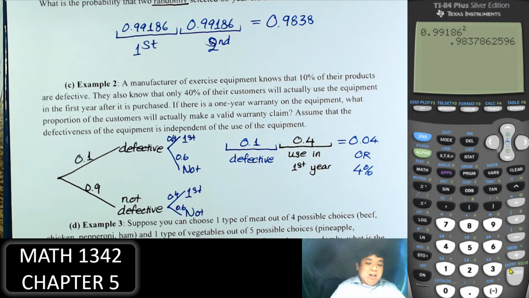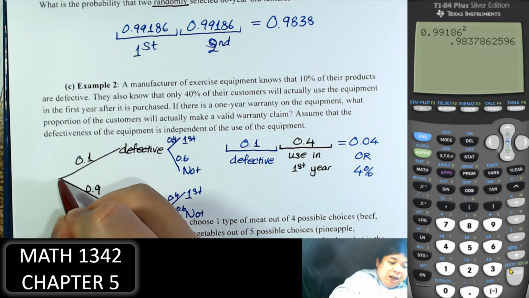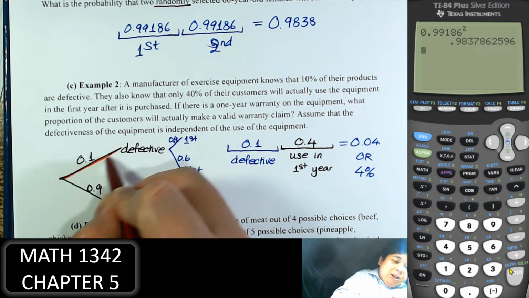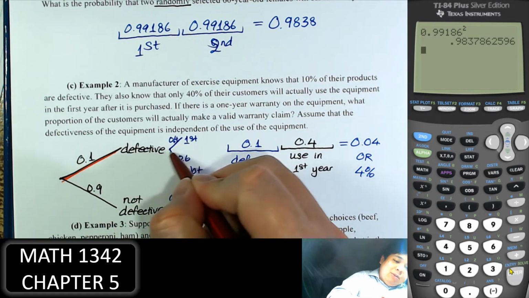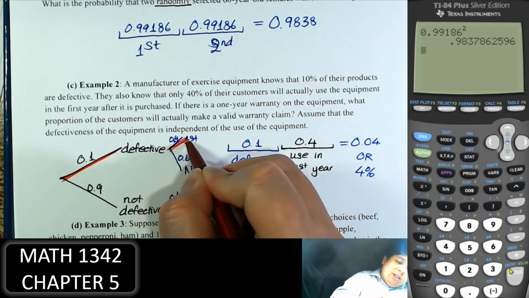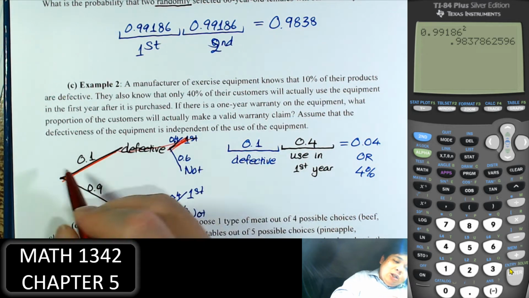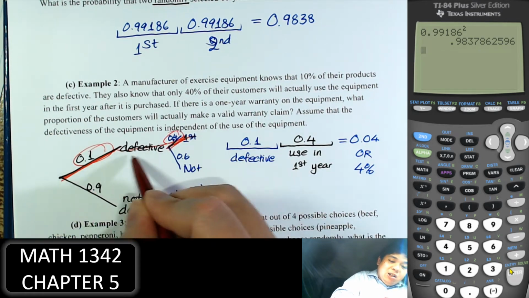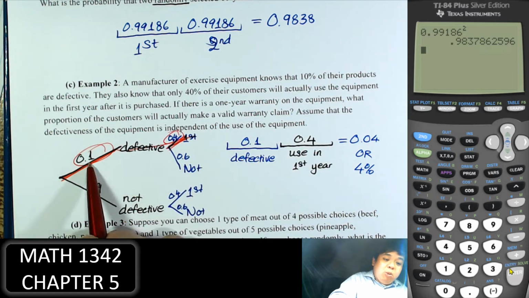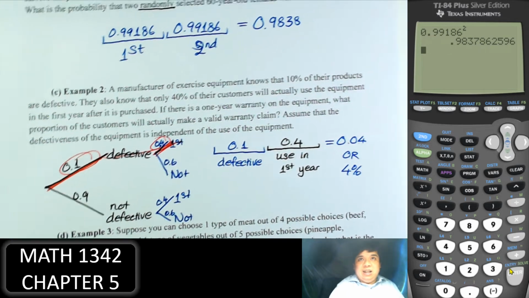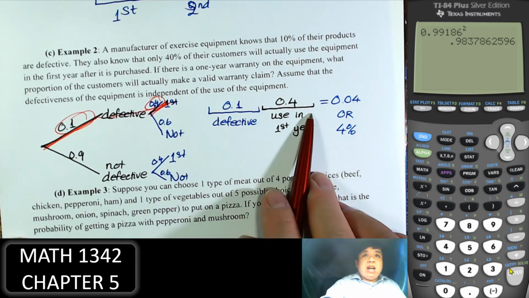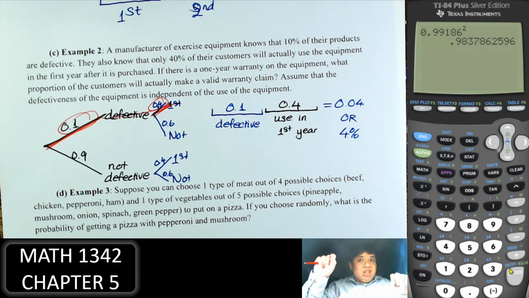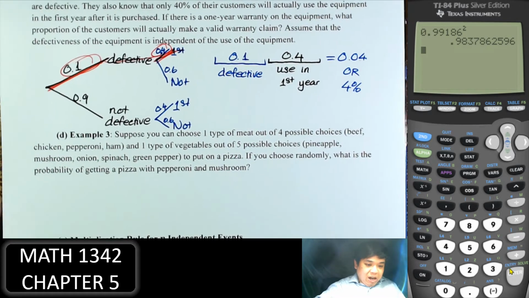Let's say we want a valid claim, so they have to be defective and have to be used in the first year. So we take those numbers along this tree diagram, 0.1 times 0.4, gives us that. So when we draw the slot like this, we only take one specific path of the tree diagram.